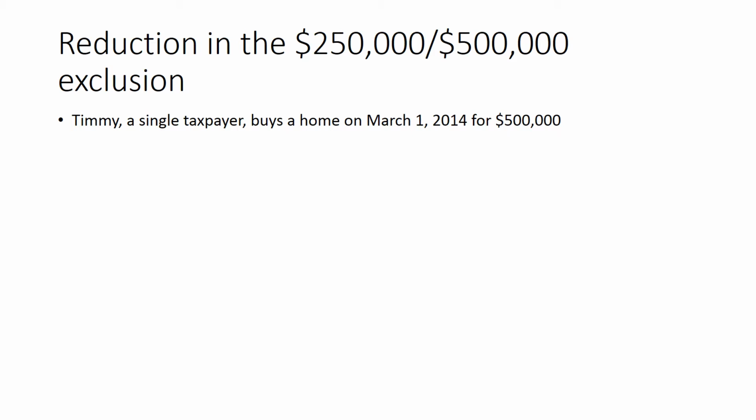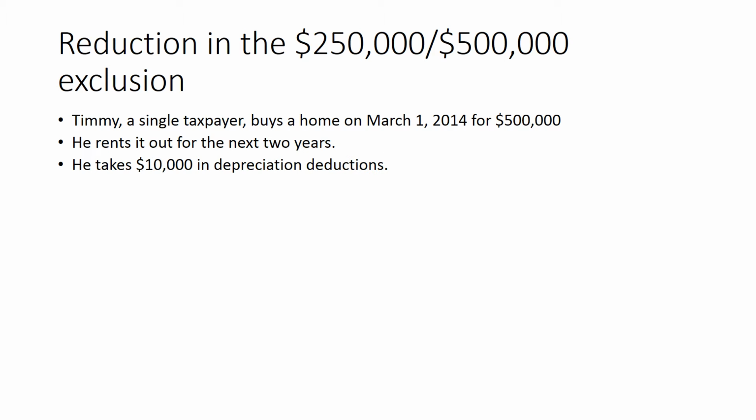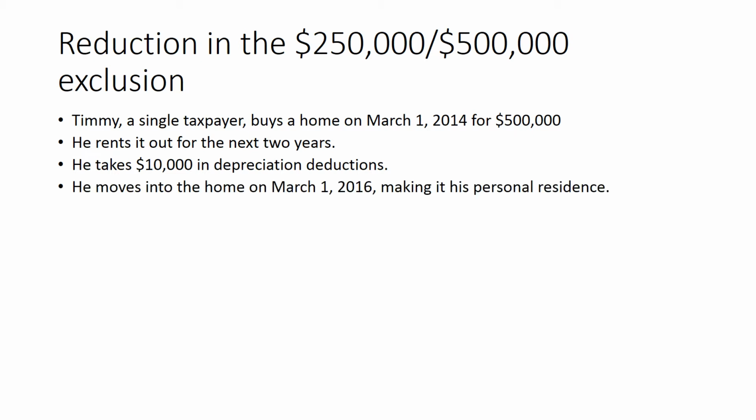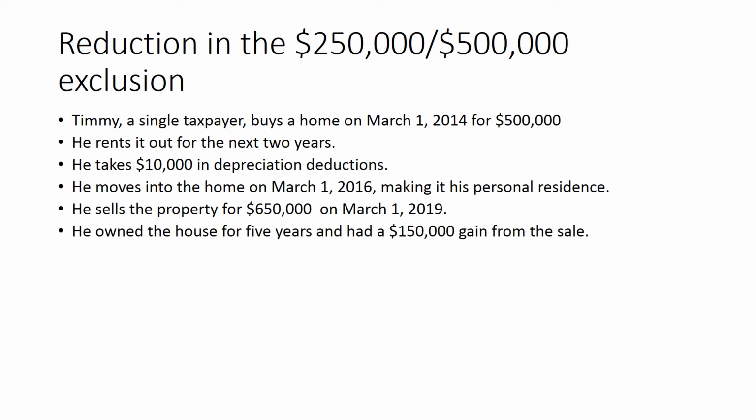Let's do an example. Timmy, a single taxpayer, buys a home on March 1st, 2014 for $500,000 and rents it out for the next 2 years. During this time, he takes $10,000 in depreciation deductions. He evicts his tenants and moves into the home on March 1st, 2016, making it his personal residence. Timmy sells the property for $650,000 on March 1st, 2019. Timmy owned the house for 5 years and had a $150,000 gain from the sale.